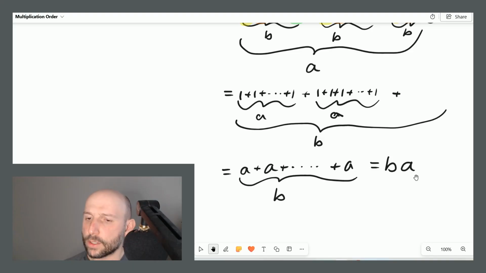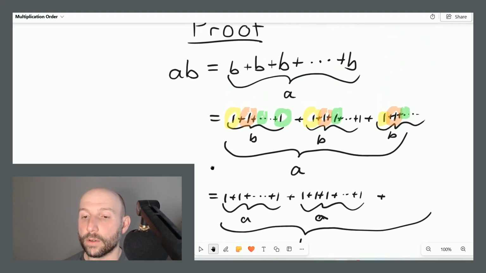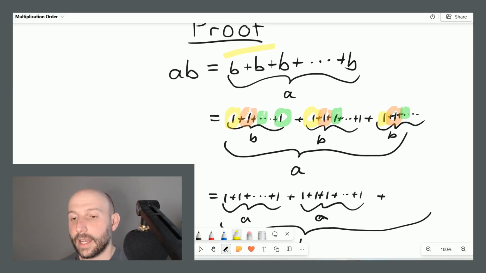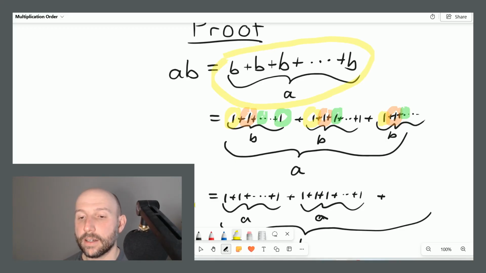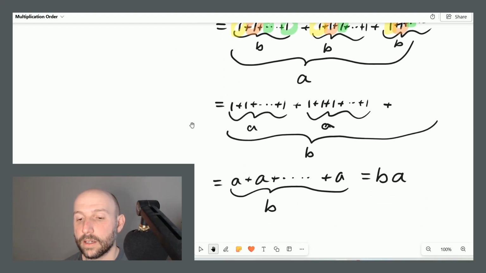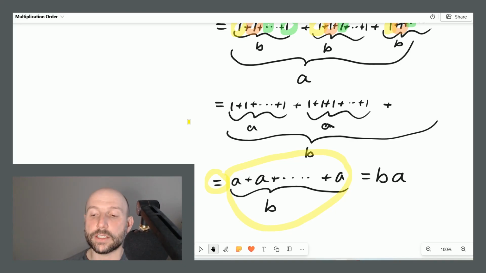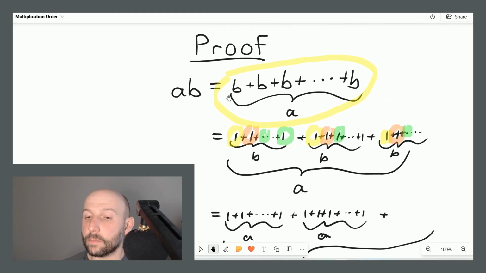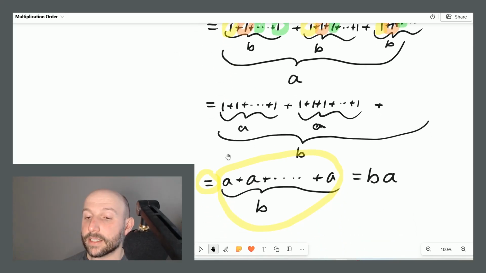But it's important to note here, we did not just prove that the answer will be the same. We don't even know what the answer is. We didn't define what A and B are equal to. That's why we don't know what the answer is. What we proved is that A sets of B is equal to B sets of A. It's not just that they end up equaling the same answer, but the concept that A sets of B is the same as B sets of A.